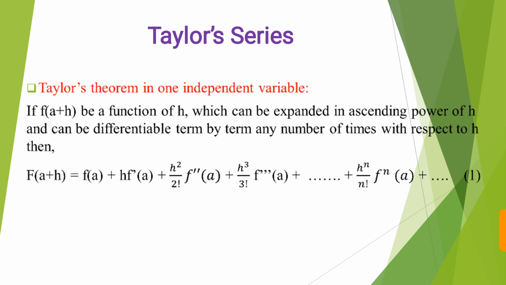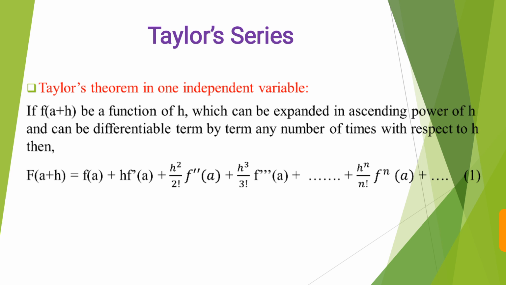f of a, f dash of a, f double dash of a, f triple dash of a, up to the nth derivative of a, are all the values of the function, first derivative, second derivative, up to the nth derivative at x is equal to a. Then we substitute all values in equation first and we get the expansion of any function, and this is called Taylor's series.